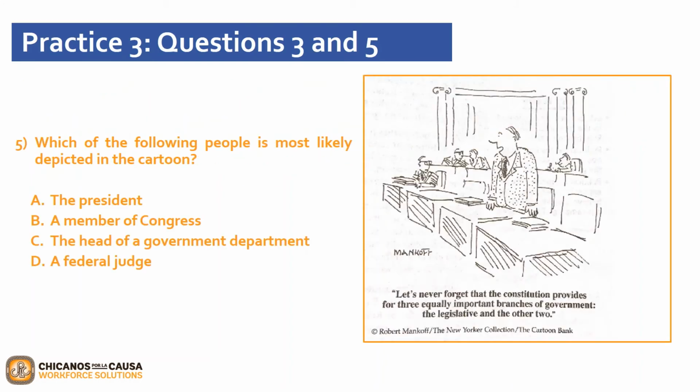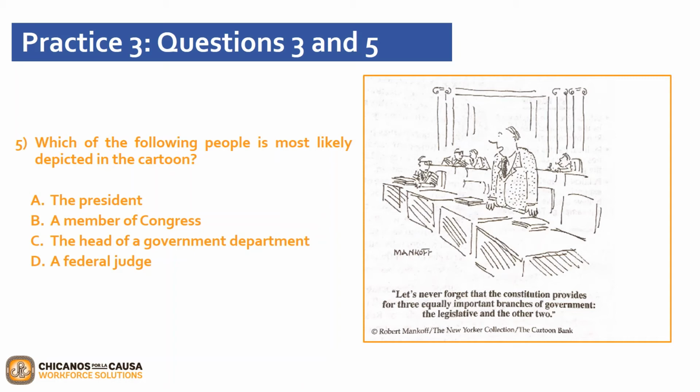Let's move on to question 5. Which of the following people is most likely depicted in the cartoon? Let's look at our options. A, the president. B, a member of Congress. C, the head of a government department. D, a federal judge.